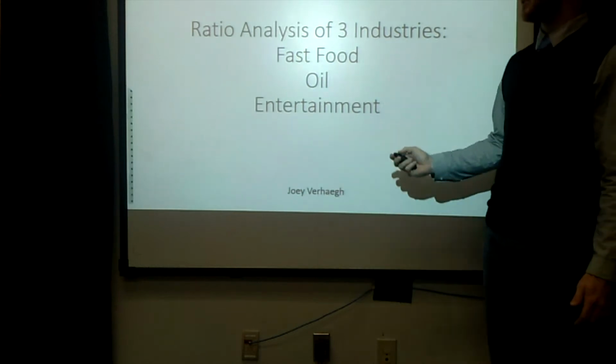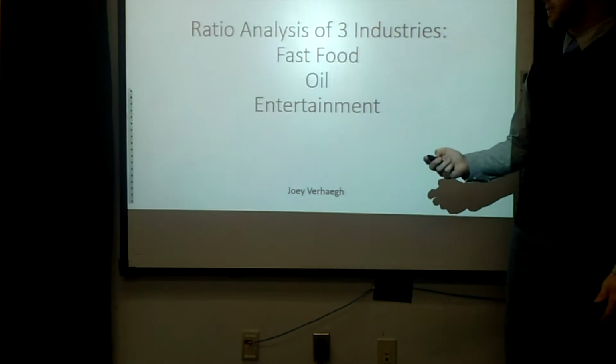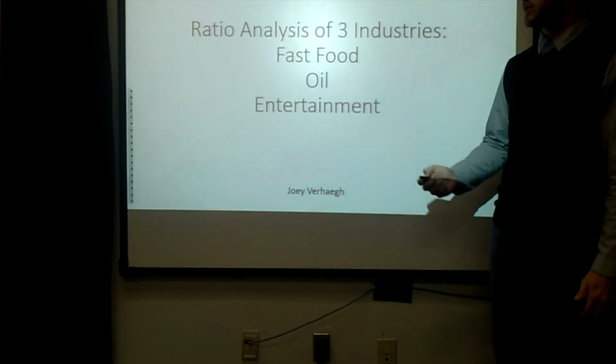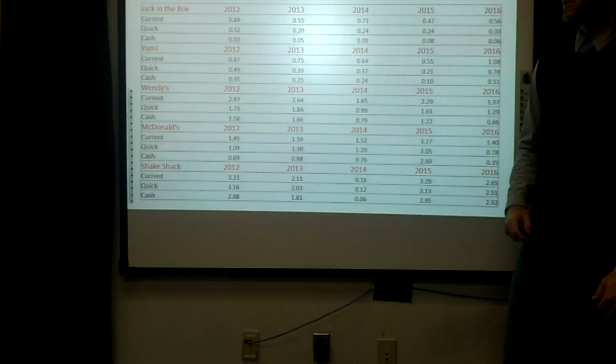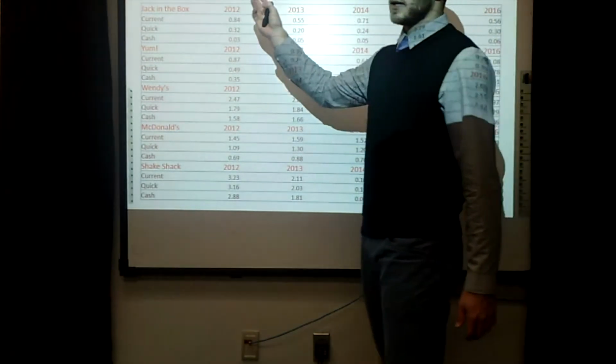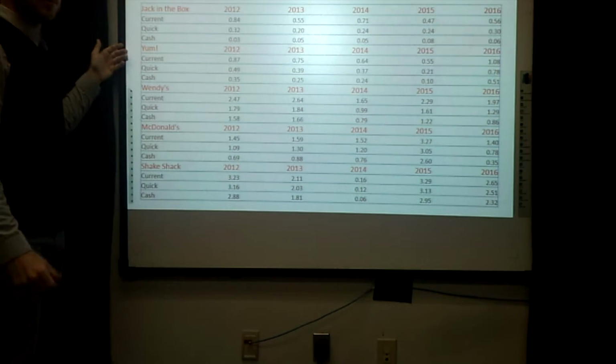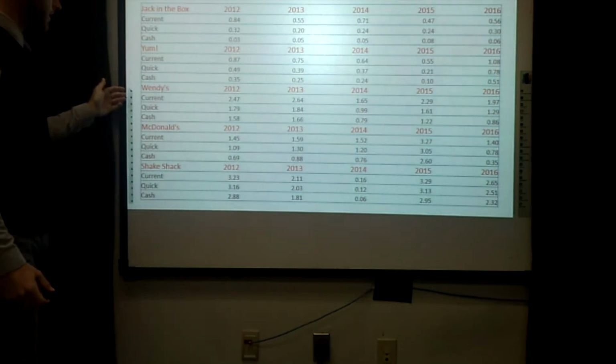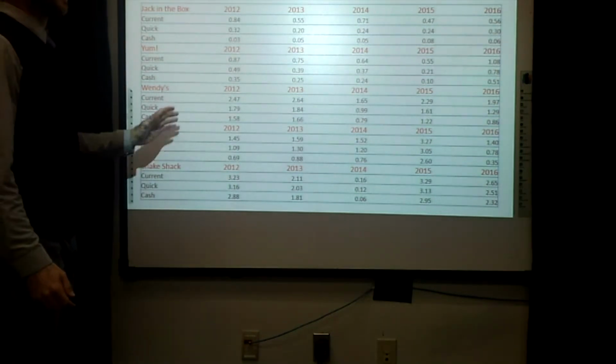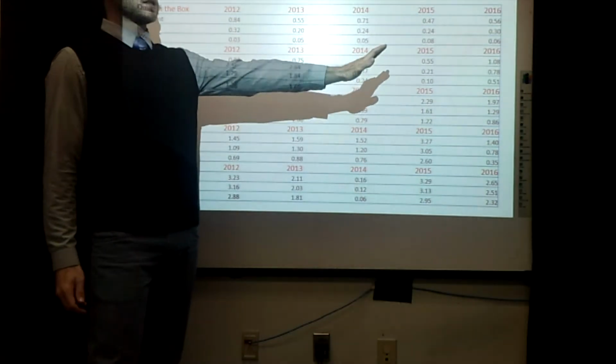fast food, oil, and entertainment industries and doing a ratio analysis of those 3 industries and 5 companies within each industry. So the first thing we're going to look at is the fast food industry and its liquidity. So for fast food, I've chosen Jack in the Box, Yum, which is KFC, Wendy's, McDonald's, and Shake Shack, and I'm going to be covering years 2012 to 2016.